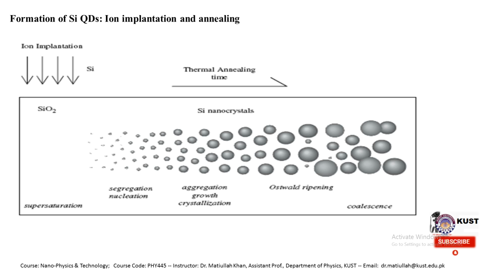In this case we have ion implantation, and when ions are implanted and segregated, different stages are followed. Initially Si ions are implanted into SiO2, so there is a supersaturation, and later on we have a segregation and nucleation process, which changes the size of these particular systems. Aggregation, growth, and characterization occur in the next steps, and finally after Ostwald ripening we move toward the annealing process, which is a step toward the formation of silicon quantum dots.